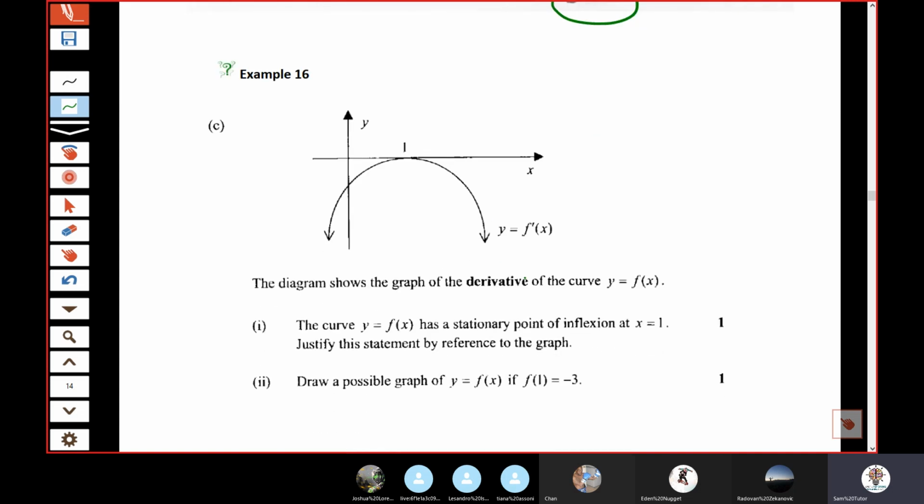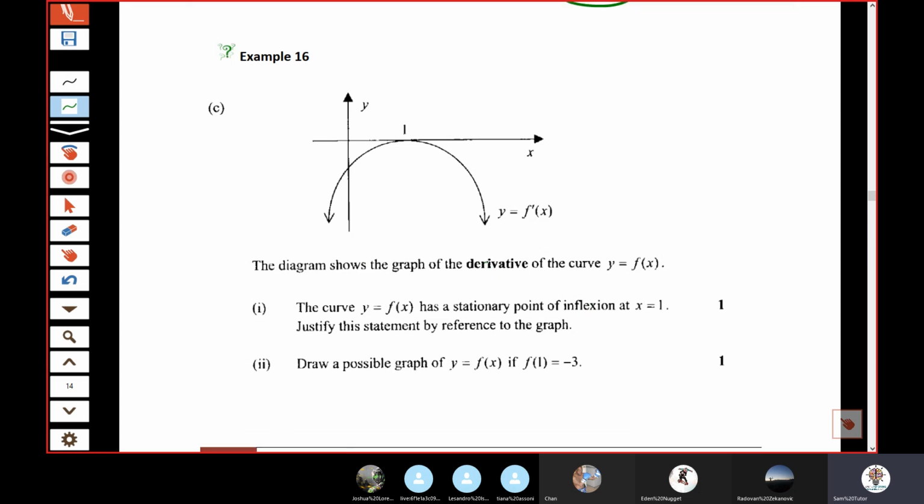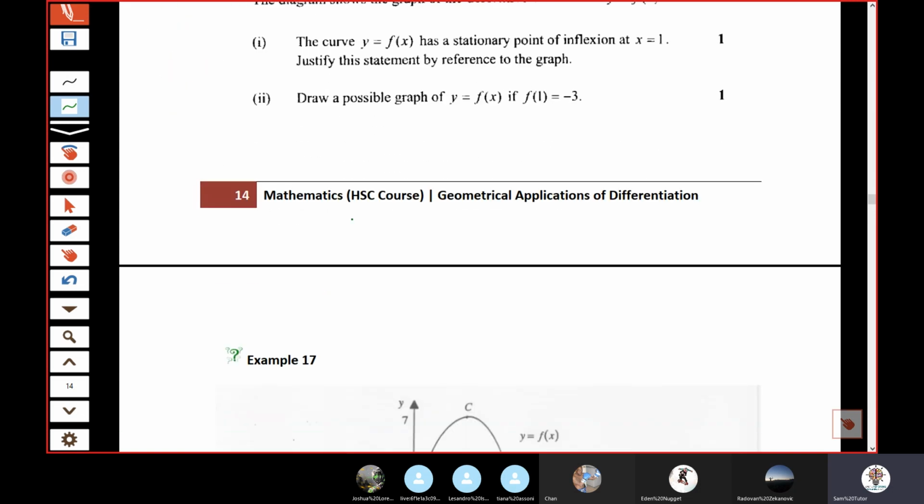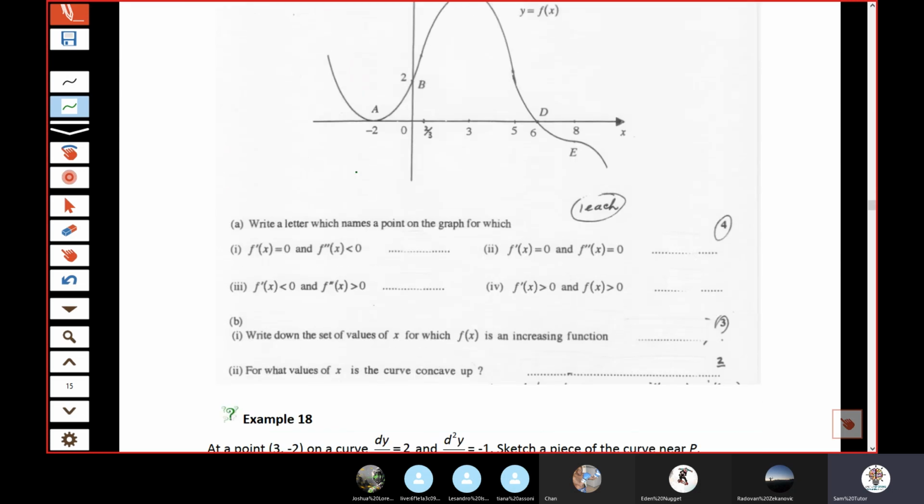The diagram shows the derivative of the graph. Integral y equals f of x. I don't want to do integrals today. All right, now I'm going to write the date. 15th. So we're going to write 22nd of October. That's for me next week. I'm not going to do it today. I'll just confuse you. Example 17.